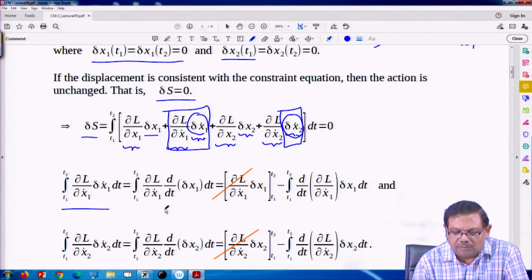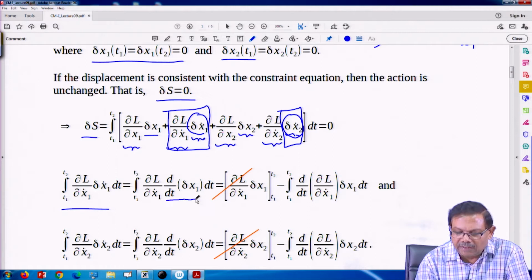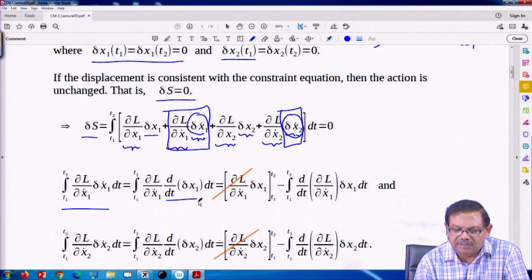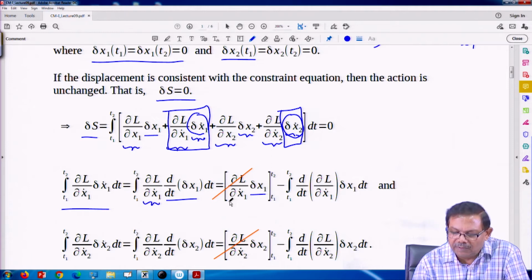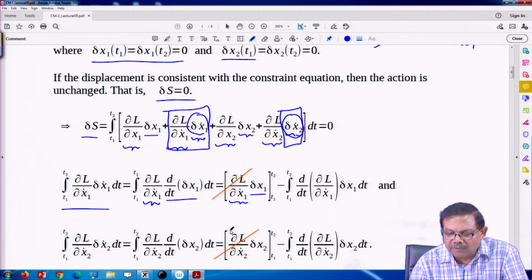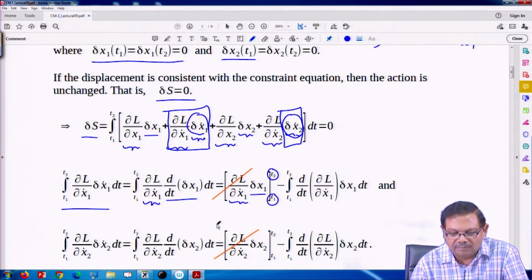So, they commute. So, d dt and delta commute. So, I can take d dt outside and inside I have delta x 1. Now, we integrate by parts. So, the total differential of delta x 1 after integration becomes delta x 1 times the derivative of the Lagrangian with respect to x 1 dot, and they are to be evaluated at t equal to t 1 and t equal to t 2.